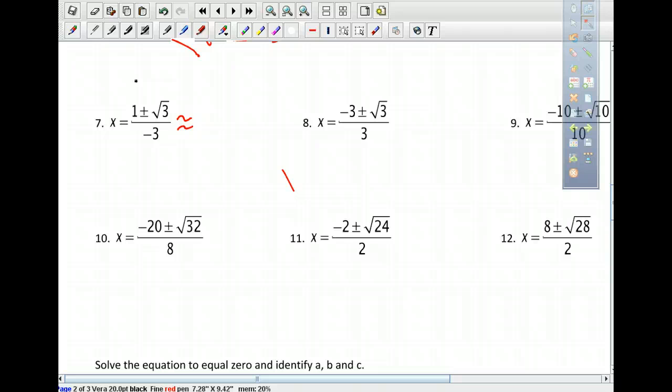Okay, so the two answers came out to approximately negative 0.91, sorry, and 0.24. All right, so we're going to put those in braces. And remember, they're approximately. They're all decimals. Approximately. All right, let's go to number 10.